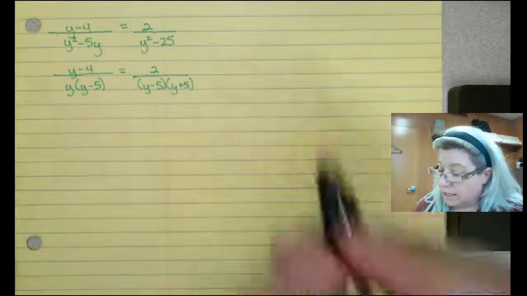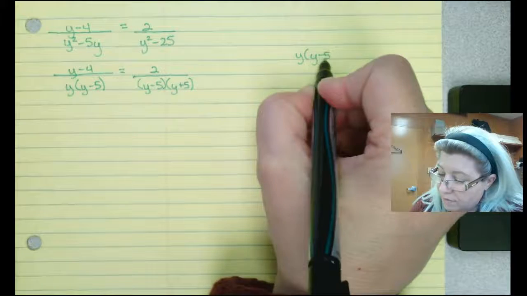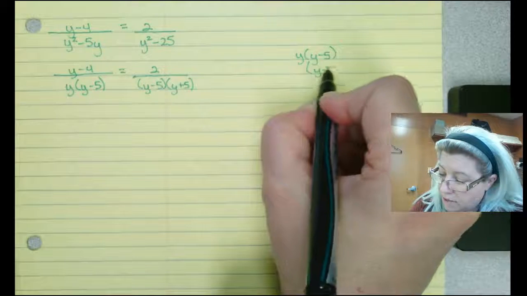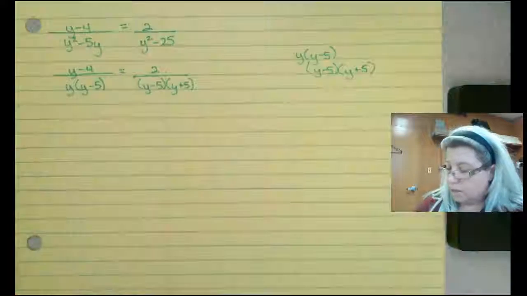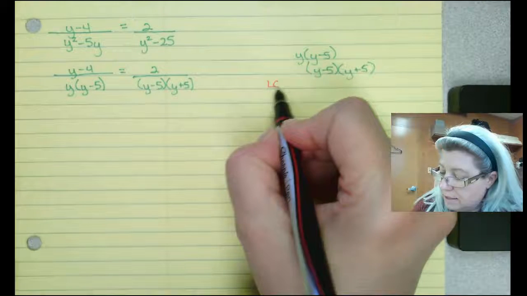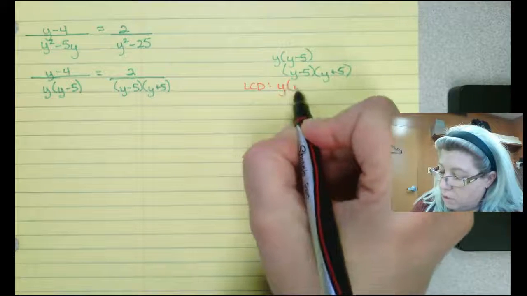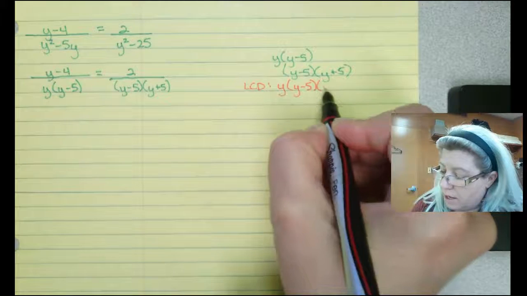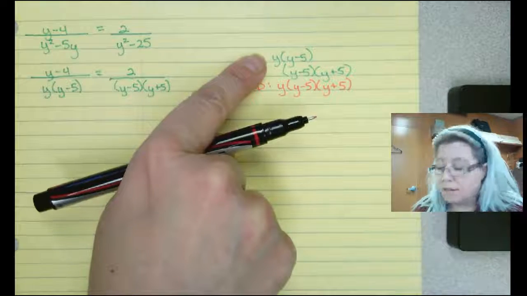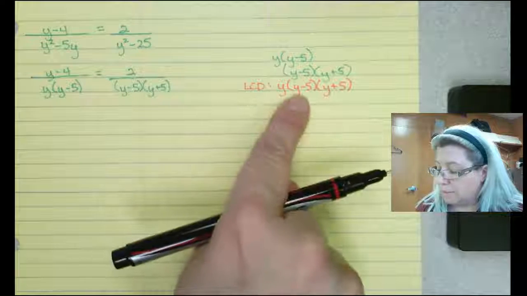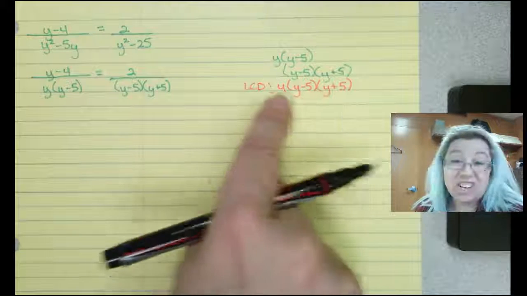Now I can figure out the LCD between y times y minus 5, and y minus 5 times y plus 5. Therefore, the LCD will be y, y minus 5, and y plus 5. The first term has the y. Both of them have the y minus 5 in common, and then the second term has the y plus 5. So I need all of them.